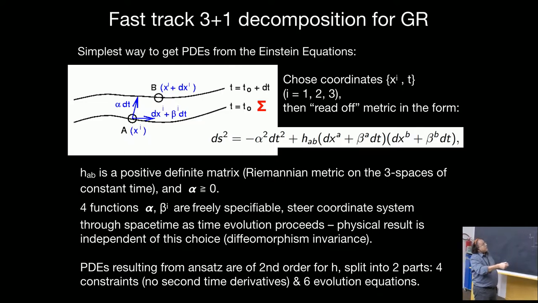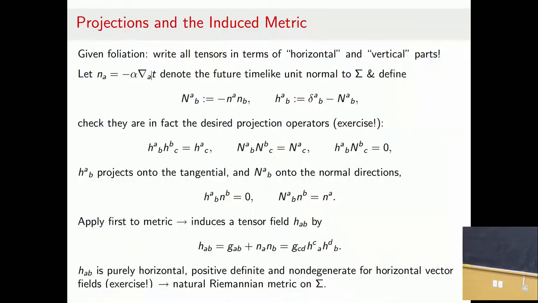The physics is independent of this choice because you have diffeomorphism invariance, but of course all the practical aspects are highly dependent on whether you make a good choice or not. All right, and then I'll see more about this on the next slide. So now I'll just go very, very fast through some more details, but you can work them out yourself. I don't want to spend too much time on it. I'll just give you a flavor of what this looks like.